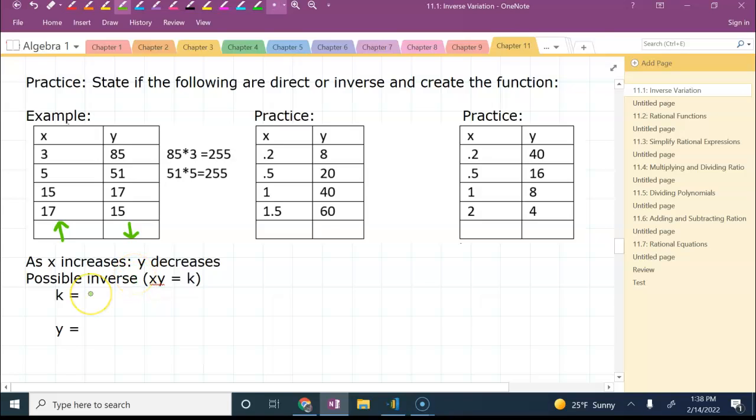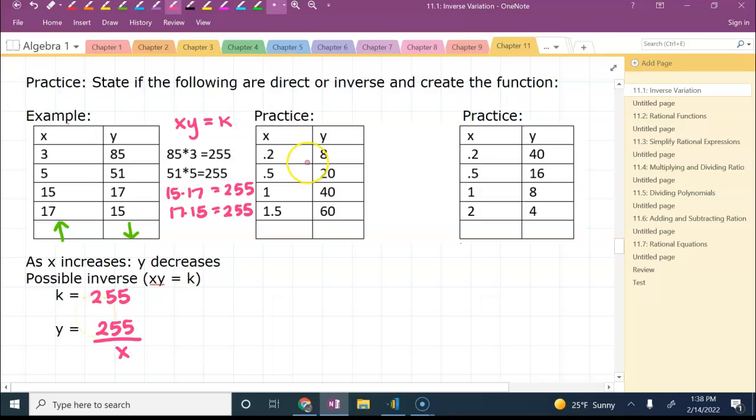Now they want me to figure out what my constant would be and then what my equation would look like. So in order to find your constant, remember on an inverse variation, we were taking x times y to get our k. So they're saying 3 times the 85, 5 times the 51, and if we kept doing this and did 15 times 17, 17 times 15, we're going to get that 255 that they have up there. So 255 is going to be your constant. So to write your equation for an inverse, it's y equals k over x. So you would put 255 over x. And those would be what they're looking for.